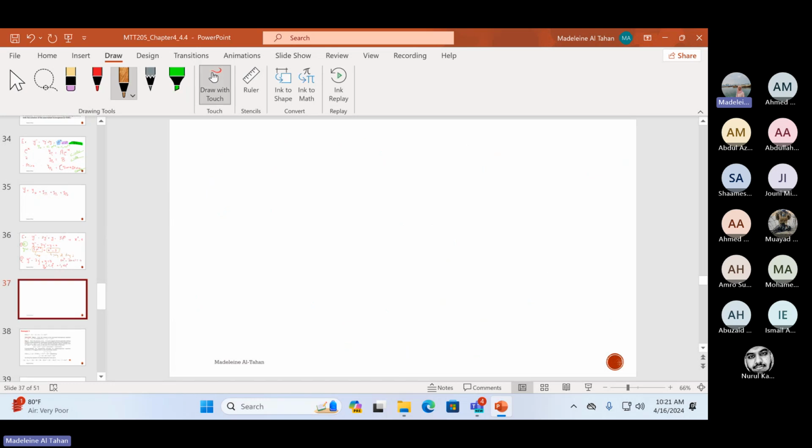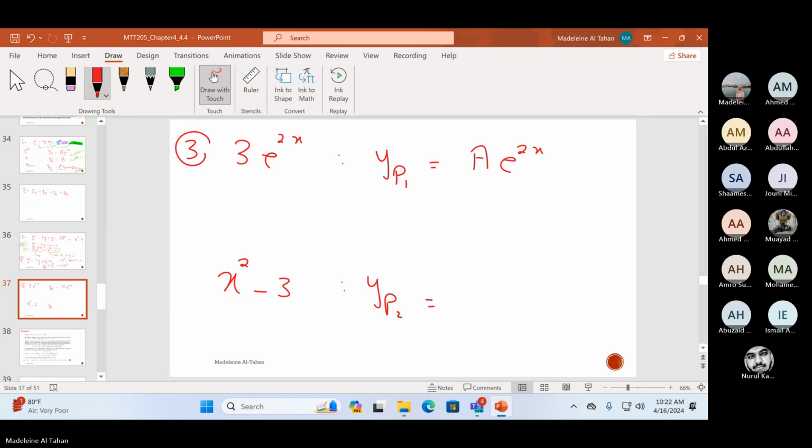Okay. Now, step number 3, we have 3e^2x and we have x squared minus 3. This one gives us y1 equals a e^2x. Do we agree? Yes. Okay. Is it accepted? Or let's do the second one and then decide. This one, I used a, so I start with b. bx squared plus cx plus. This one, is it accepted?